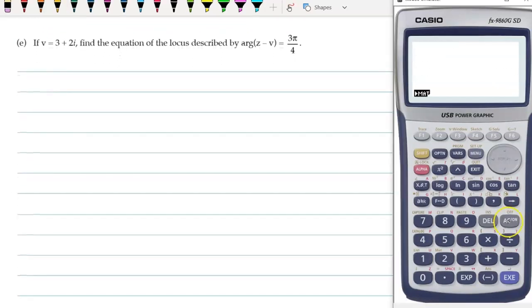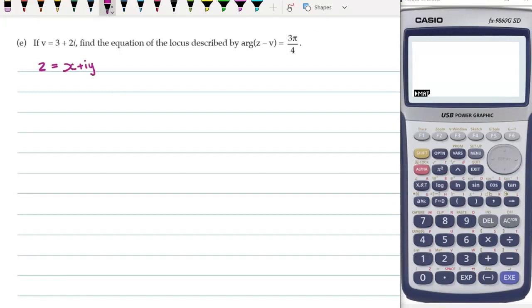Okay, last question. As is often the case with locus, let's start by saying z is equal to x plus iy. Z minus v is x plus iy minus 3 plus 2i. So x minus 3 plus y minus 2i.